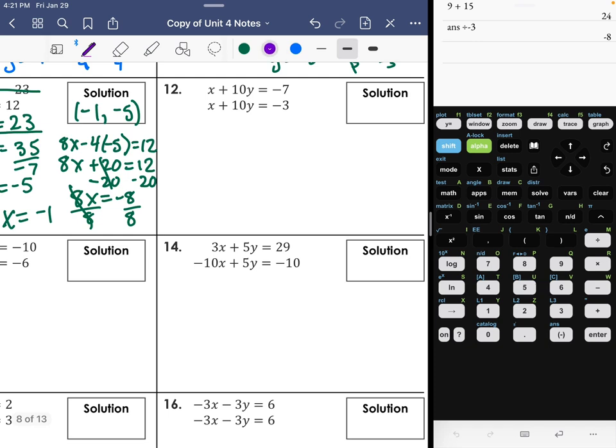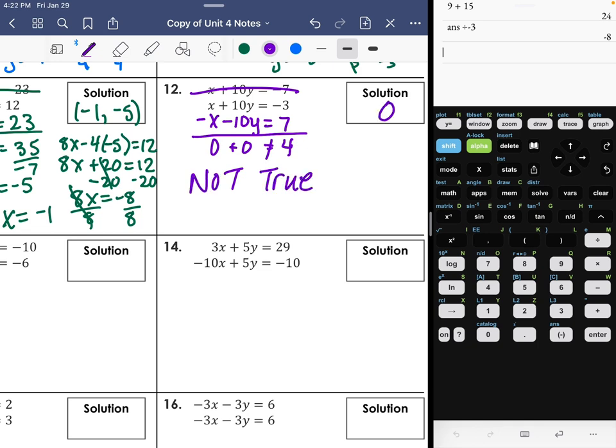Next one, I'm just going to change this top one. So I'll have negative x minus 10y equals 7. And then mark that out. Now, this one is going to be a problem because x minus x is 0. 10 minus 10 is 0. Negative 3 plus 7 is 4. So that is not true. Almost just wrote true. So this is no solution.